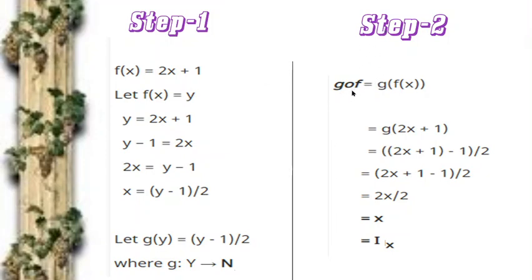Now step 2, we have to find gof, g of f(x). So what is f(x)? f(x) is 2x plus 1. g function of this. For function g, this thing is x. So what is g(x)? g(x) is (y minus 1) upon 2. So we will consider this thing as y. So this minus 1 upon 2 and we will solve it and we are getting x in return. So this is the identity function in x.